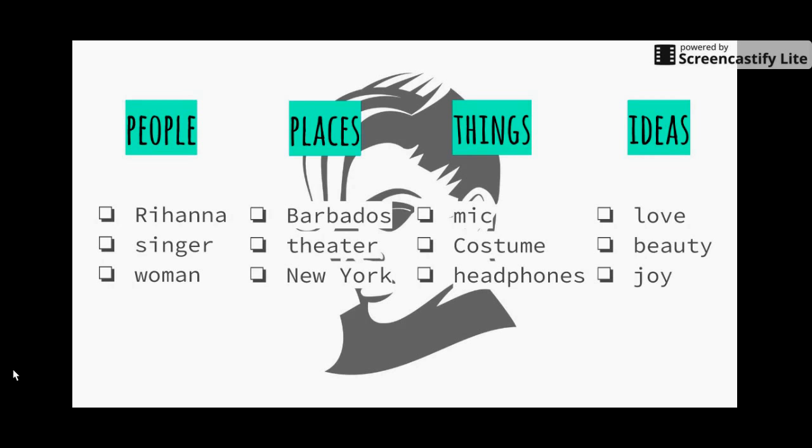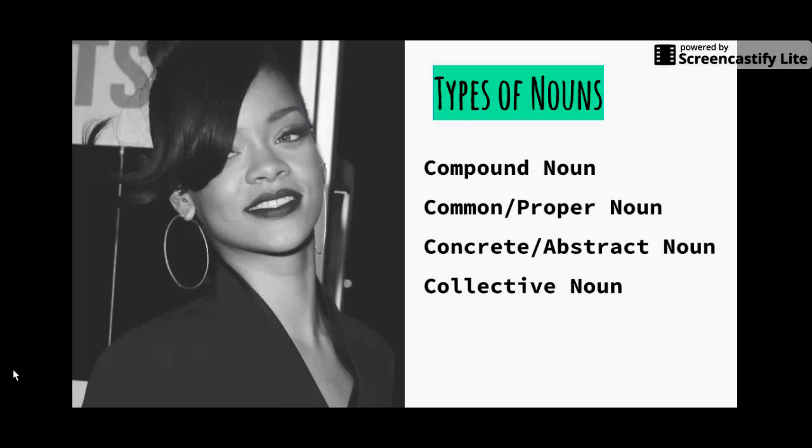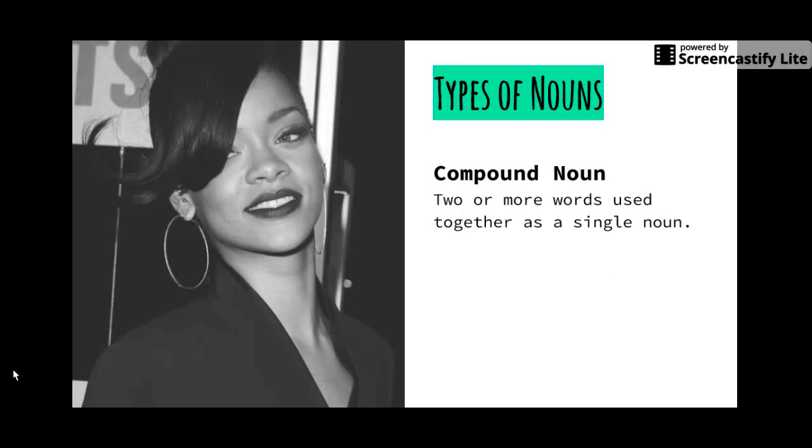So there's lots of different nouns out there, and other than just being people, places, things, and ideas, there's different ways to describe nouns. There are several different categories, and the first one we're going to look at is the compound noun. After we look at compound nouns, we're going to look at common and proper nouns, then concrete and abstract nouns, and then we're going to finish up with collective nouns. But let's start with our compound noun.